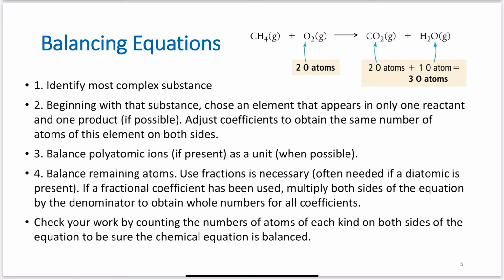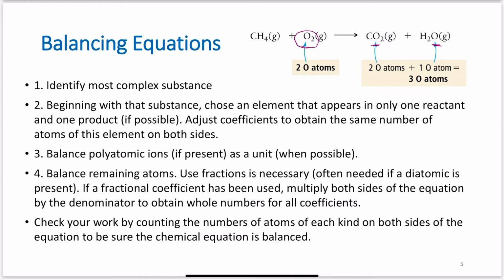Beginning with that substance, choose an element that appears in only one reactant and one product if possible. What I mean by that is sometimes you're going to have something such as the reaction balanced here. We see oxygen is only in one reactant, but it's in two products. We don't want to start with that. We want to start with something that's only in one reactant and one product, like the carbon or the hydrogen. You're going to adjust the coefficients to obtain the same number of atoms of this element on both sides of the equation.